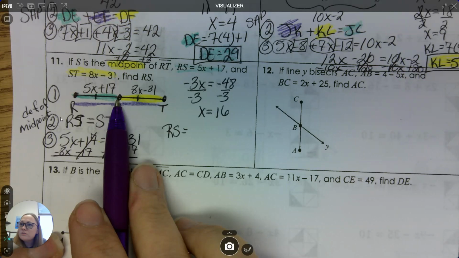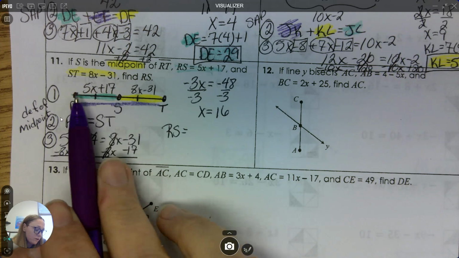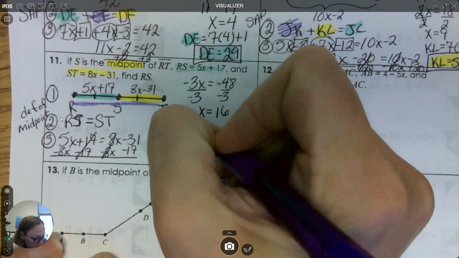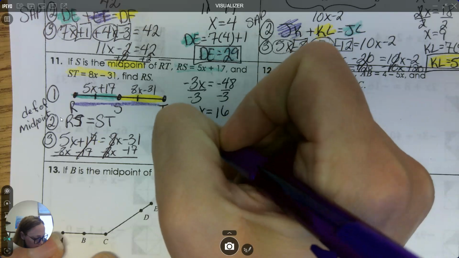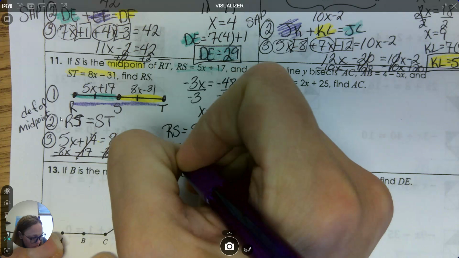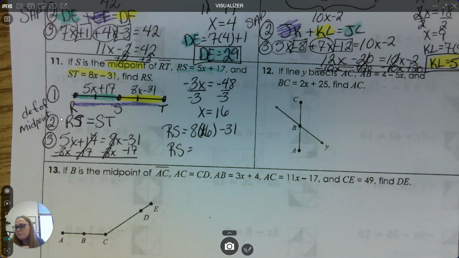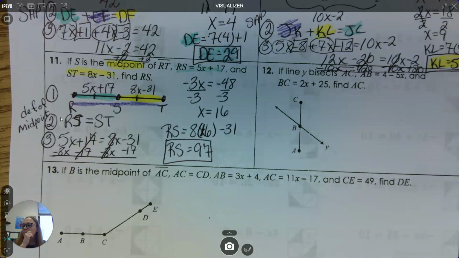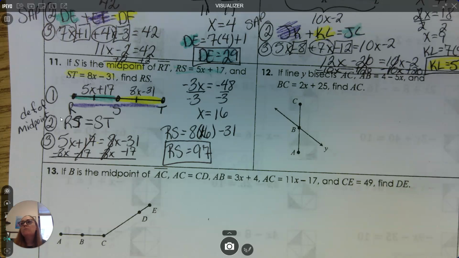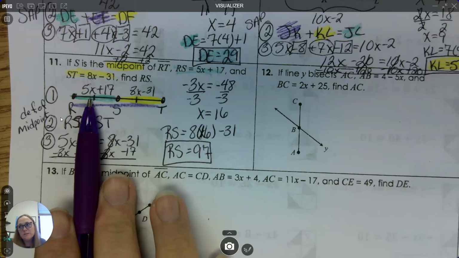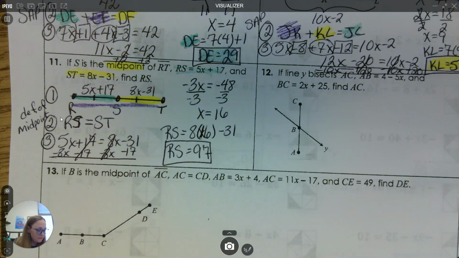So you see I did not have to use the segment addition postulate today or on number 11, but sometimes we have to, so I'm always reviewing that. Whoops, instead of x, let's put our 16. I'm just going to keep making sloppy mistakes today. I apologize. And 8 times 16 plus 17, you can put that in your calculator, and you get 97. So RS is 97, which would make more sense if I was like, okay, I need 97 feet of fencing. Makes more sense than I need 5x plus 17 feet of fencing.